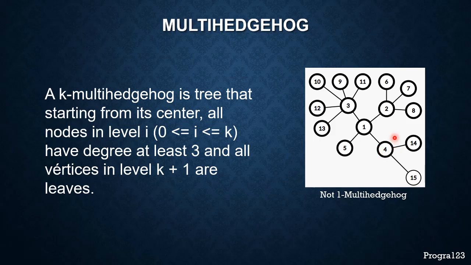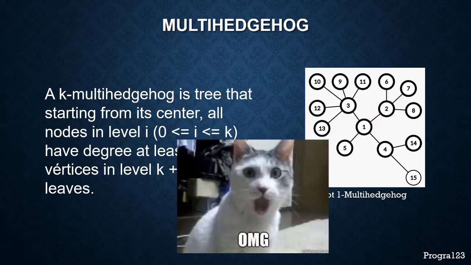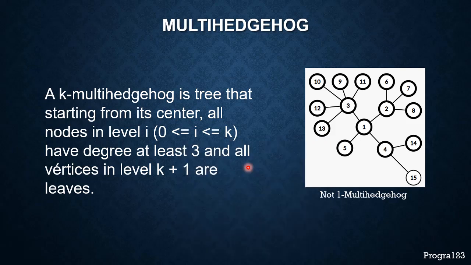This is not a hedgehog because we have a degree of 2 here and a degree of 0 here. But I want you to notice this. This is not a multi-hedgehog. This is a multi-hedgehog. So it has to have degree at least 3. For other levels different than 0, it has to be degree 4 or more. So that's basically what a multi-hedgehog is. This problem is kind of difficult to understand at first, but with this explanation that I just gave you, it's easier to understand.